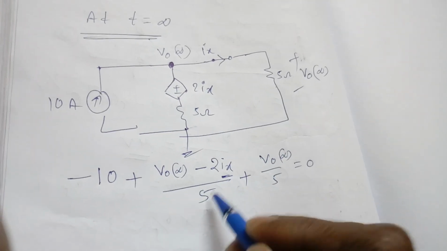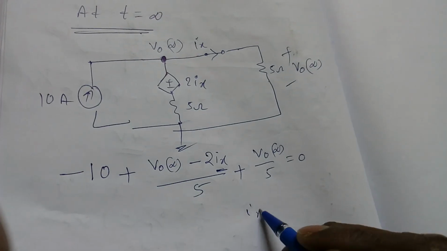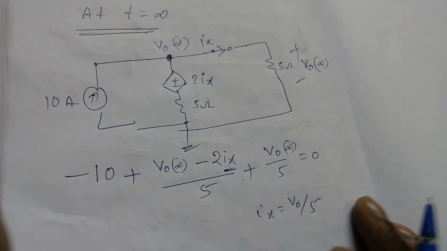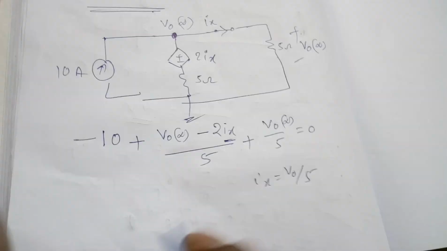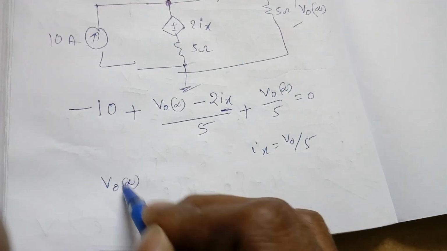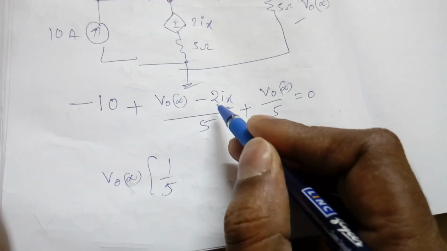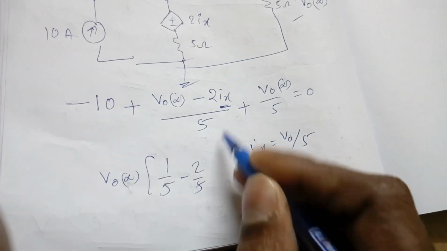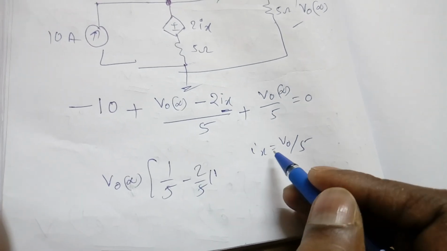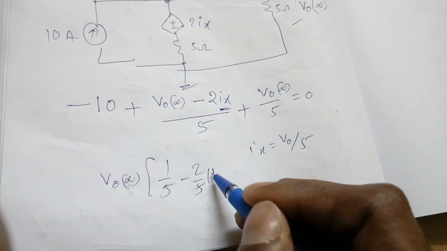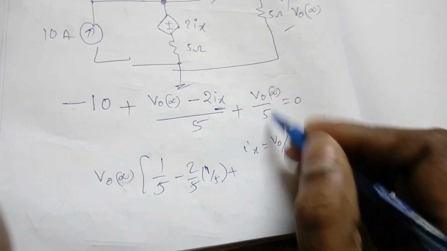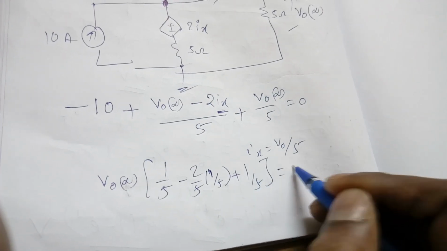But Ix is there. What is Ix? Ix is nothing but V naught by 5 only, because this is the current. If you substitute here, taking V naught of infinity common, this is 1 by 5 minus 2 by 5 into Ix. Ix is again V naught by 5. Again I have taken V naught common, so 1 by 5 plus 1 by 5.